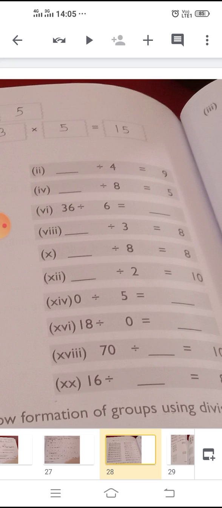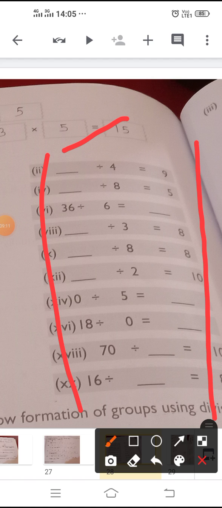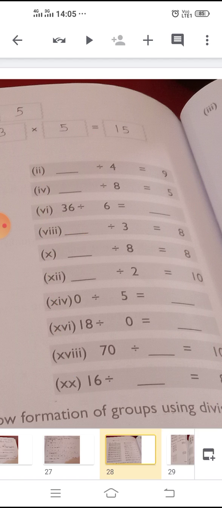Now, these you will do on your own. These you will do on your own. Understood? I hope this property is clear to you. Like what you will get here, 8 eights are 64. So 64 divided by 8 will give you 8. Understood? Okay. Do your work in the workbook very neatly, date wise.